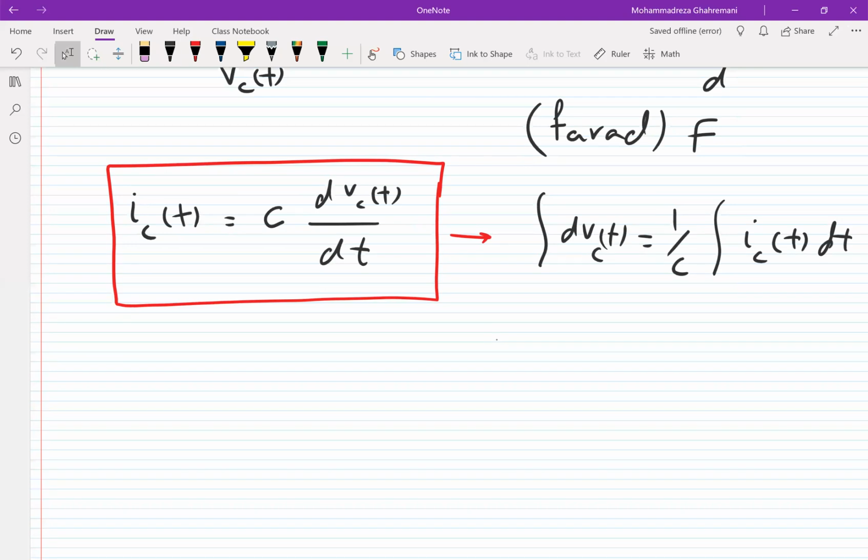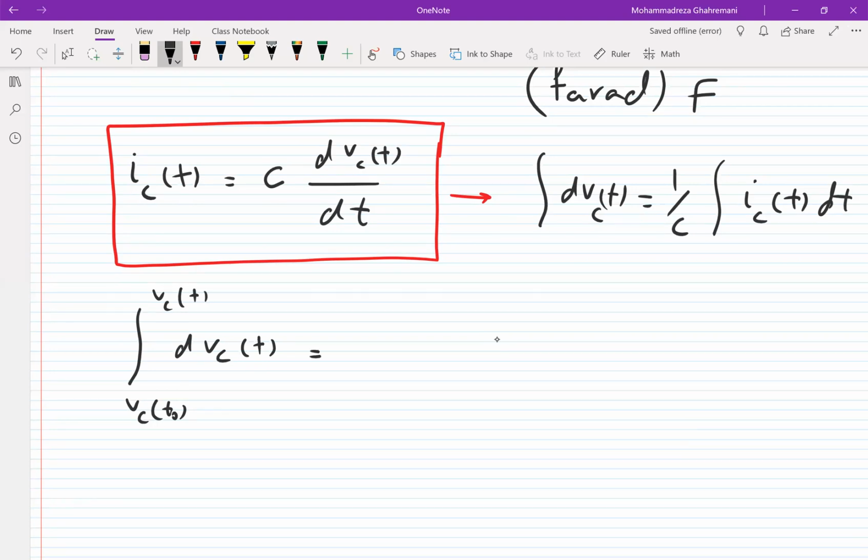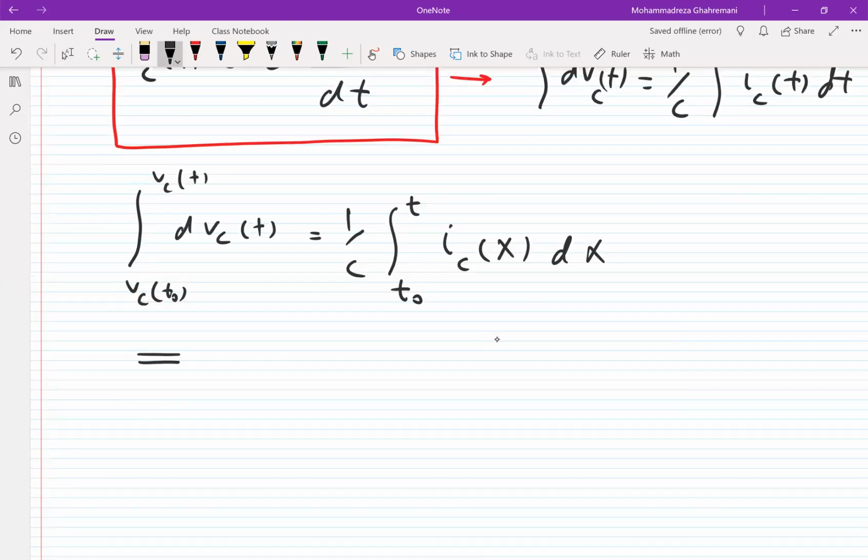If we rearrange this equation, we will have the integral of dVc(t) from Vc(t0) to Vc(t) is equal to 1/C times the integral from t0 to t of Ic(x) dx, which gives us this relationship.